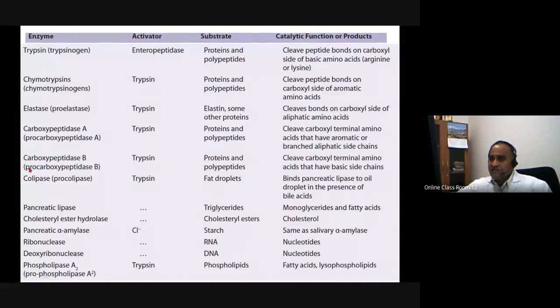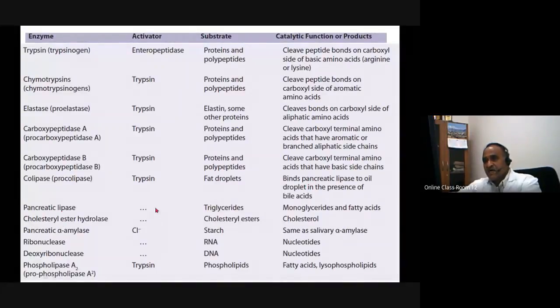Carboxypeptidase B, again as a procarboxypeptidase B, activated by trypsin, and it cleaves carboxyl terminal amino acids with basic side chains. So A has aromatic or branched side chains and B has basic side chains. Colipase exists as a pro-colipase, again activated by trypsin. It acts on the fat droplet, binding pancreatic lipase to the lipid droplet in the presence of bile acids. Because now it will take the help of the bile salts. These bile acids will try to digest these fatty droplets.